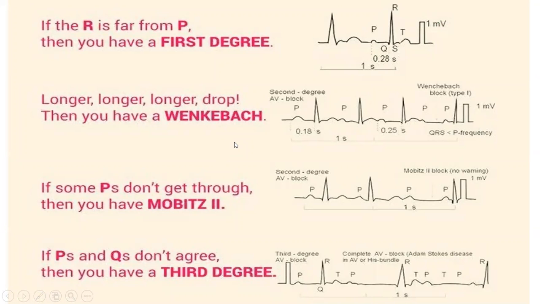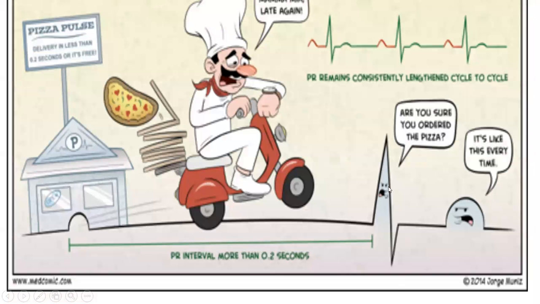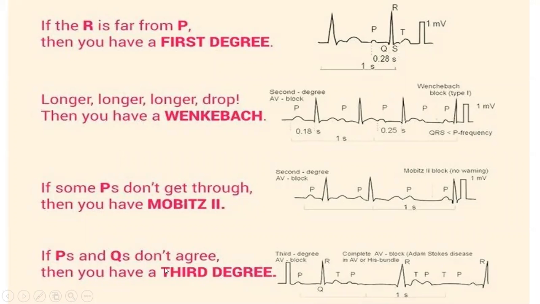Here is our AV block poem. If the R is far from P, then you have a first degree, a prolonged interval. If it gets longer and longer and longer and then it drops, then you have a Wenckebach. If some P's don't get through, then you have a Mobitz 2. And if your P's and Q's don't agree, then you have a third degree.